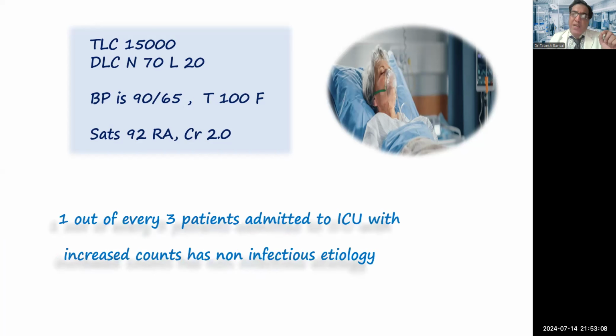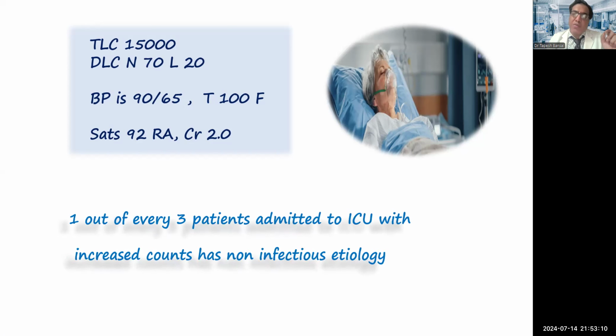So the stats say, this is from the journals, 1 out of every 3 patients admitted to the ICU with increased counts has a non-infectious etiology. So if you look at the counts, and the counts are high, and you say that the patient has sepsis, you're going to be wrong in 33% of the patients. One has to have a broader outlook and think about the other possibilities.